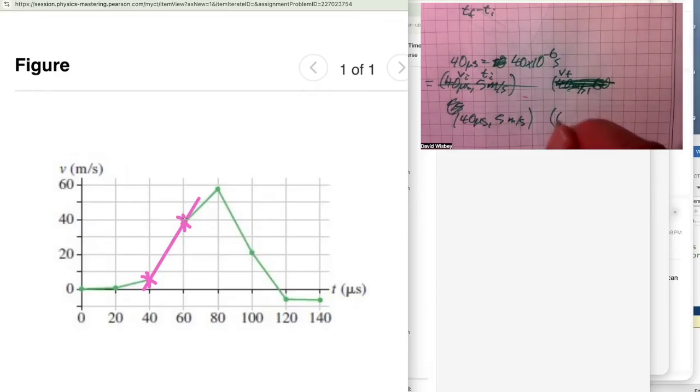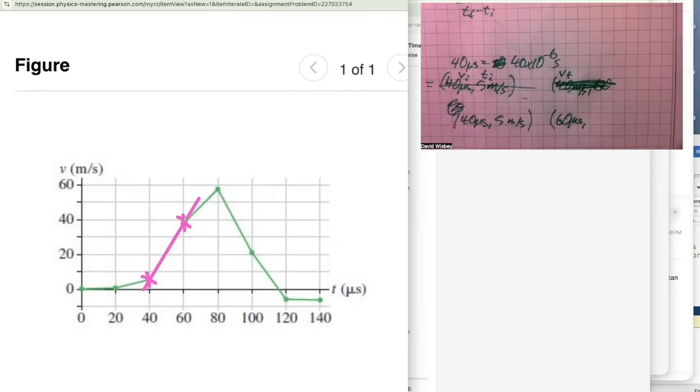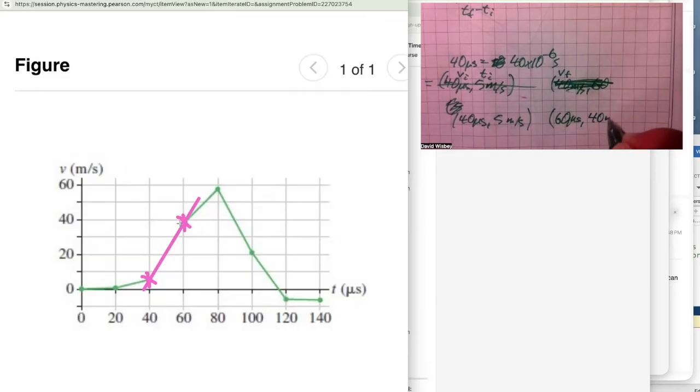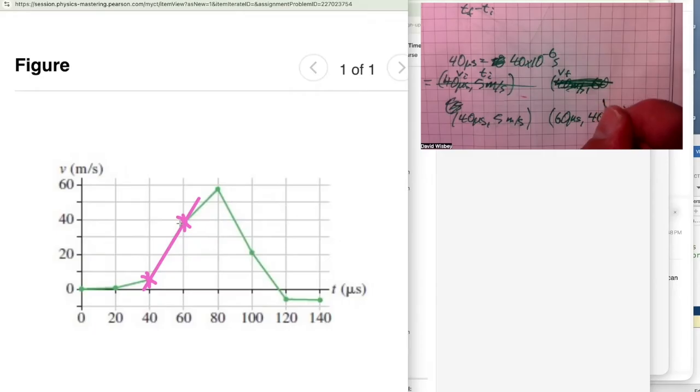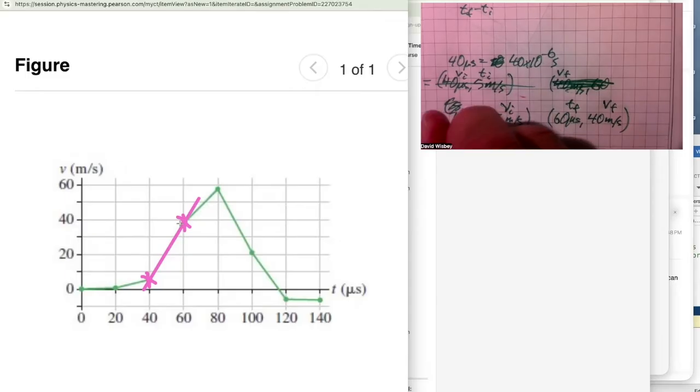We're going to do that first. That's going to be 60 microseconds. And then our velocity at that point there, I'm reading this off the graph, is 40 meters per second. Okay, so right here, this is our final velocity. This is our final time. And then this is our initial velocity and our initial time.